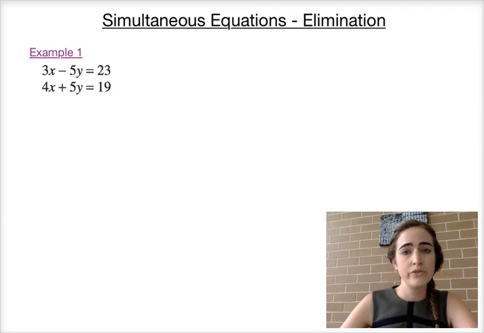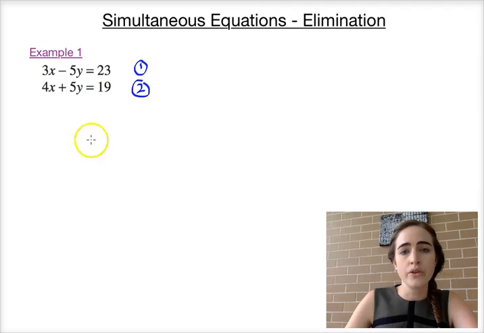In our first example, we've got two equations. One of them is 3x minus 5y equals 23, and the other is 4x plus 5y equals 19. So the elimination method works really well when one of the variables has the same coefficient in both equations. In this case, our y's are both 5y's. One of them's negative and one of them is positive, but that's okay as long as they both have that 5. So we're going to start off by numbering them equation 1 and equation 2.